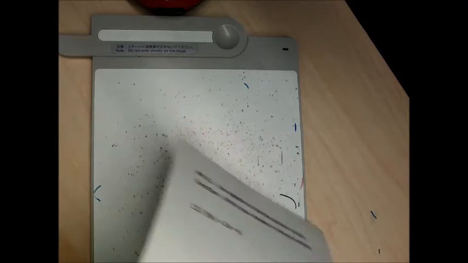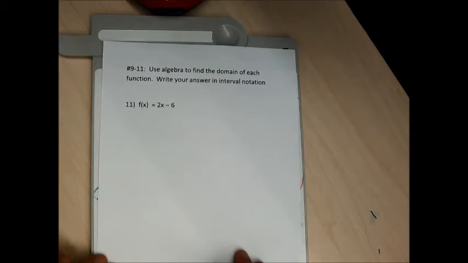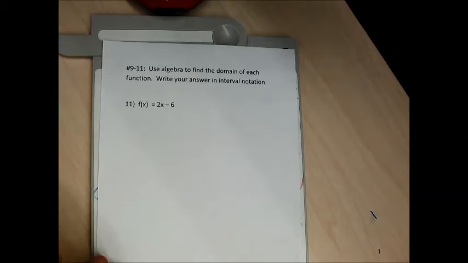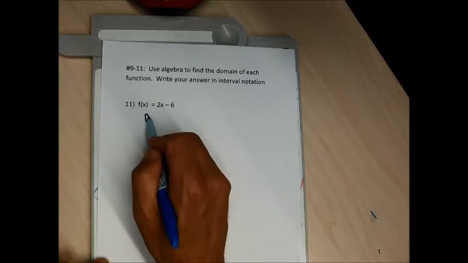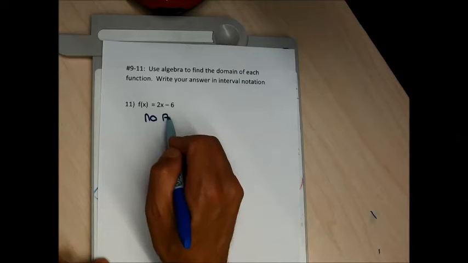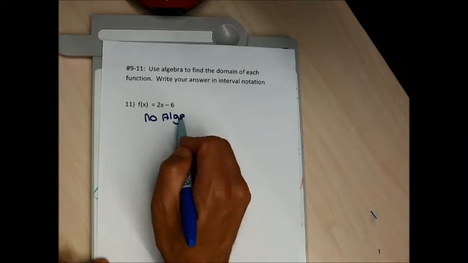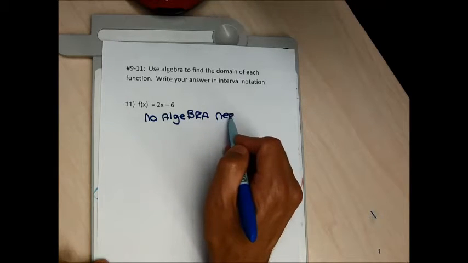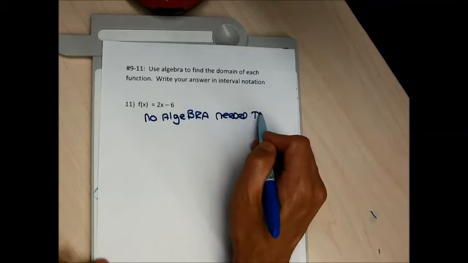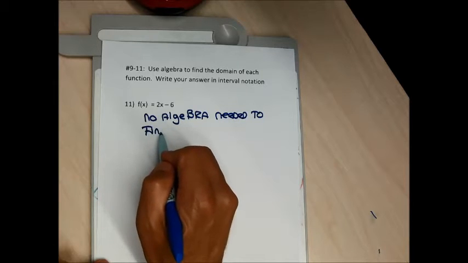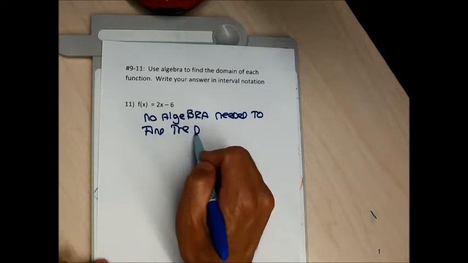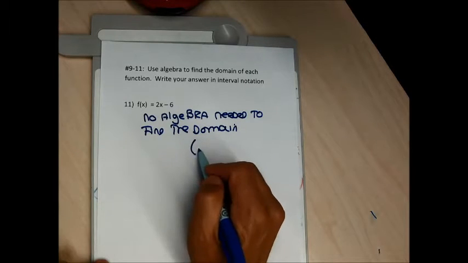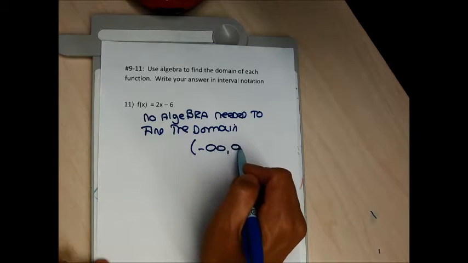Problem 11 is asking me to find the domain of a polynomial. If it's not a fraction and not a square root and not a logarithm, I guess, the domain is all real numbers. There's no algebra to find this domain, essentially because there's no fraction and no square root. And the domain for this is going to be negative to positive infinity.